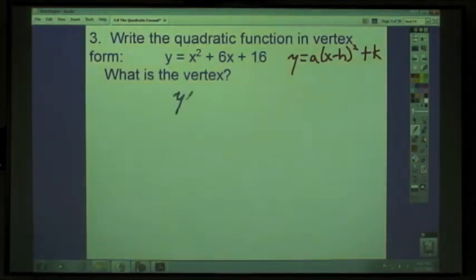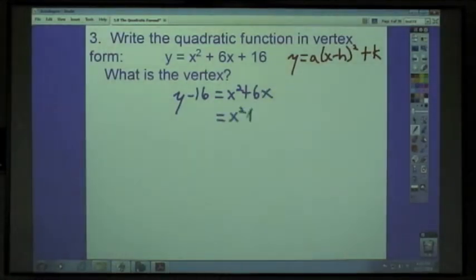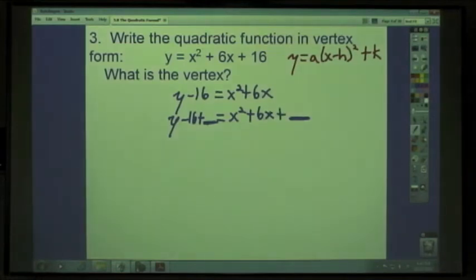Just like I did on the first one, I subtract the 16 over to the other side. That gives me x squared plus 6x by itself. Then I want to add something to make this a perfect square, just like I did on the first one and the second one. So I take the 6 and divide it by 2, and then I square it. So 6 divided by 2 is 3. 3 squared is 9. So you have 9 on both sides. So you get negative 16 plus 9 over here. That's going to give you negative 7.